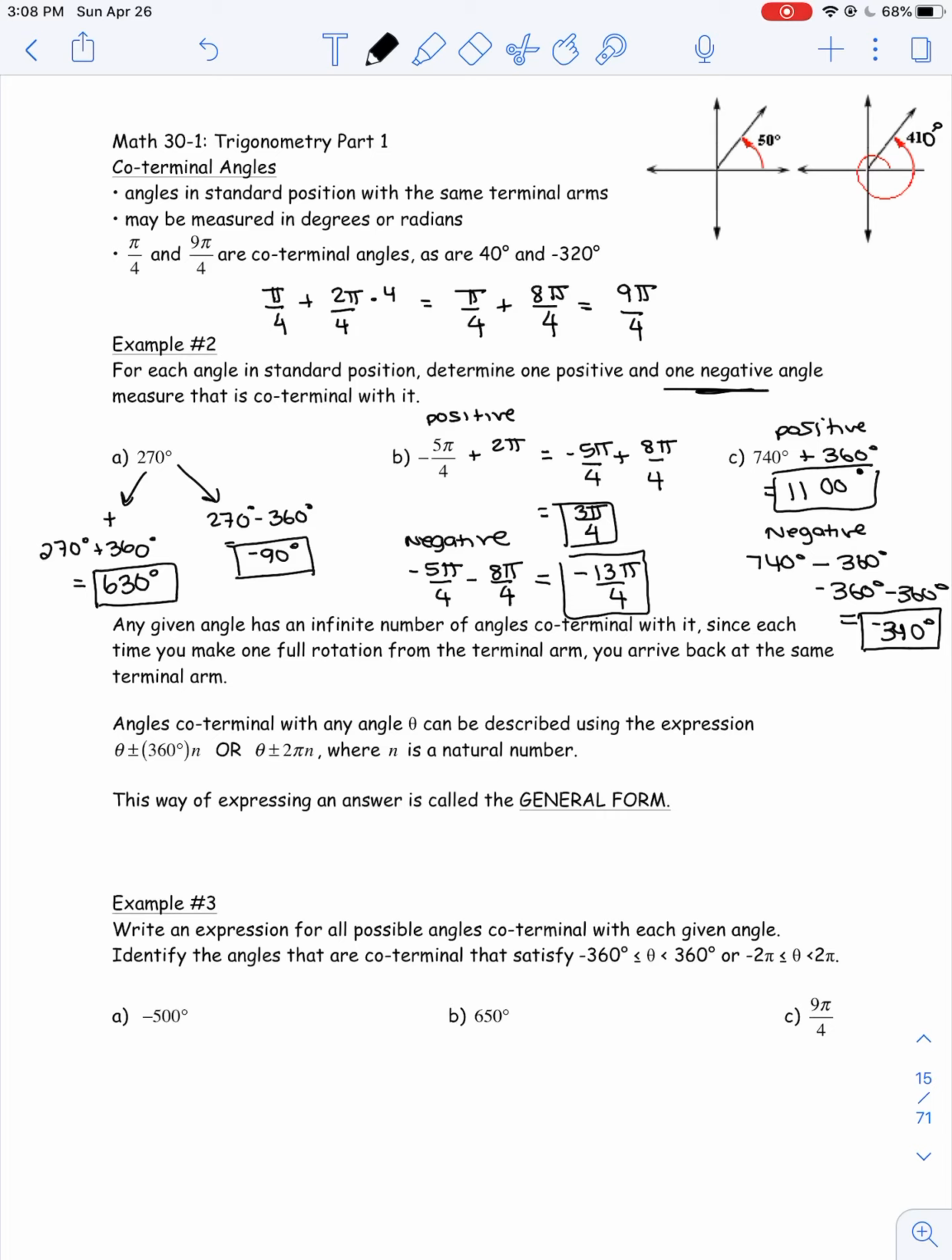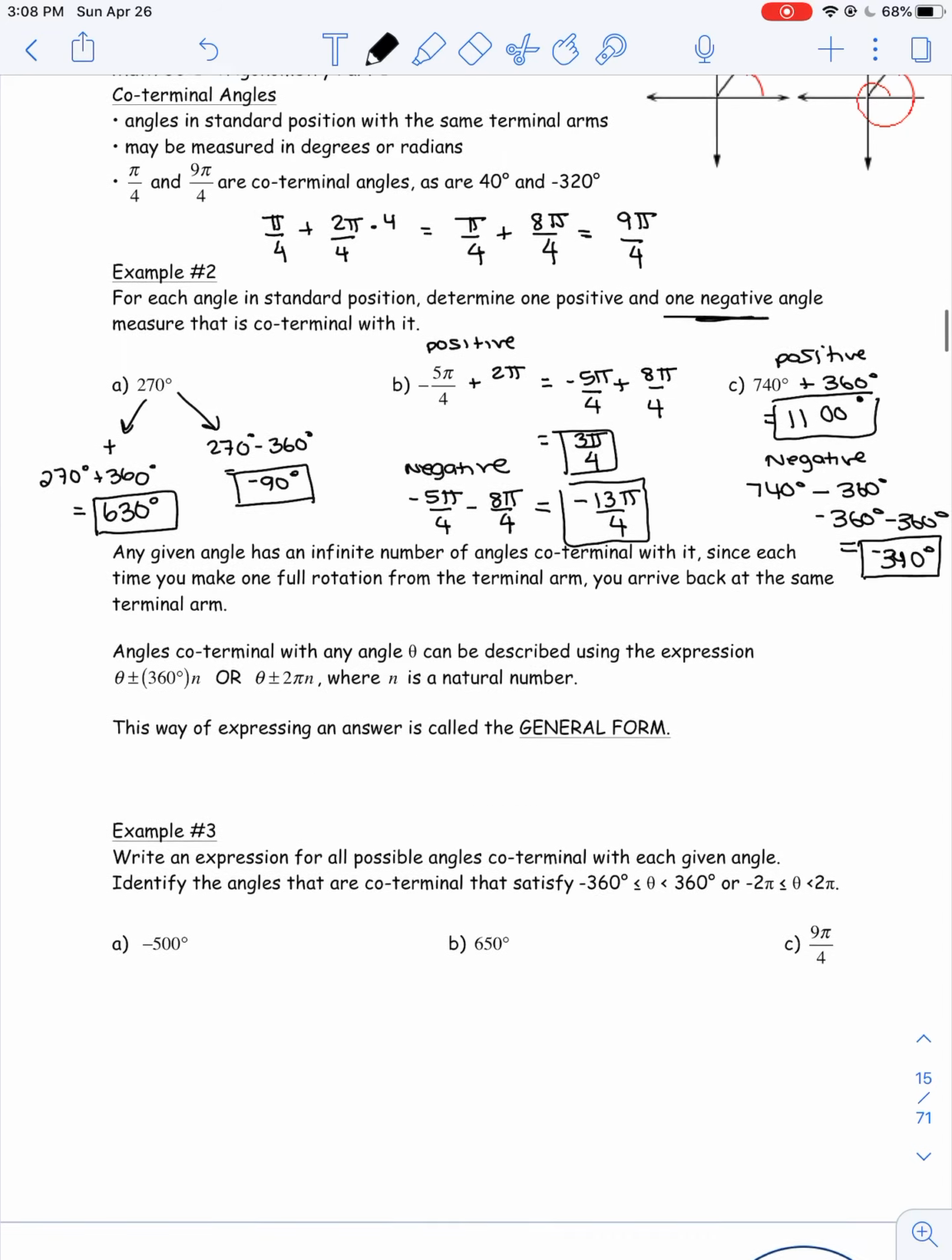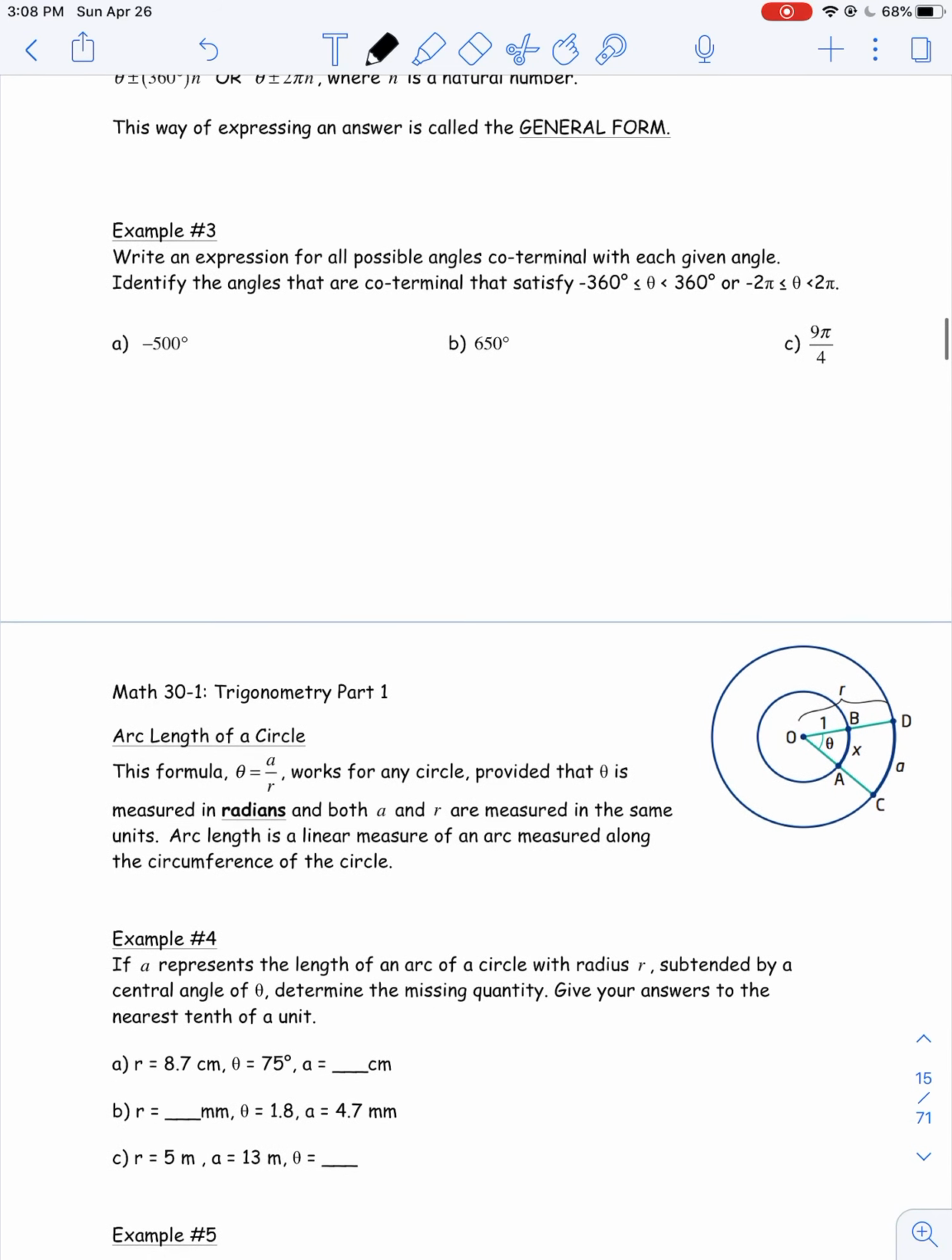Now there are multiple answers as long as one's positive and one's negative. So there's an infinite number of coterminal angles, because you could go 100 times around the circle one way and then the other way, so you arrive back at the same terminal arm. So you can add or subtract 360n, meaning how many times you're going around the circle, or you can add or subtract 2πn if you're working with radians. This is called general form. General form is when you have this addition or subtraction that gives you every possible angle around.